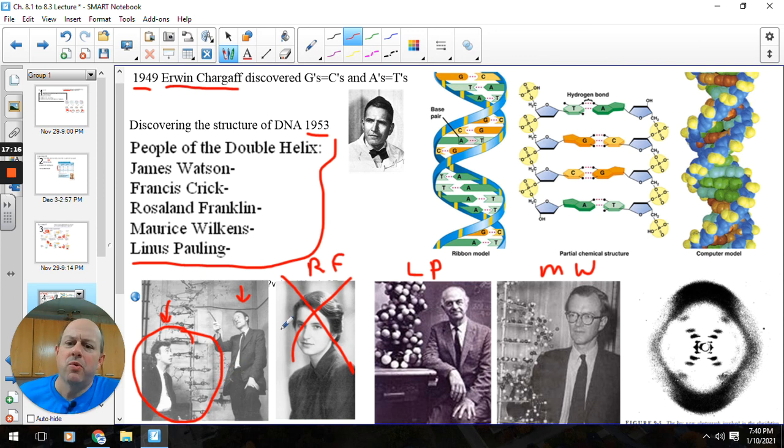So super cool that we're getting into science that's recent enough that the people who did it are still alive today. So that's the story of the double helix. I hope that was helpful, and I hope it was as entertaining and exciting for you as it is for me. I think it's a great story, and Hollywood should probably make a movie out of it.